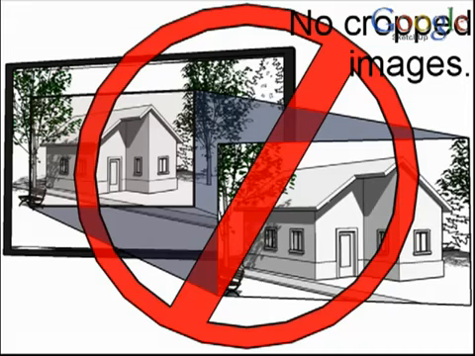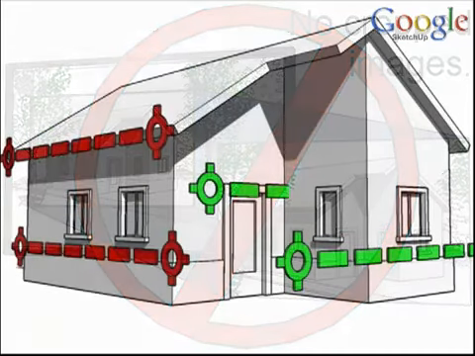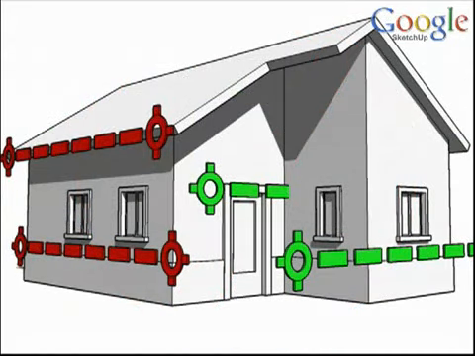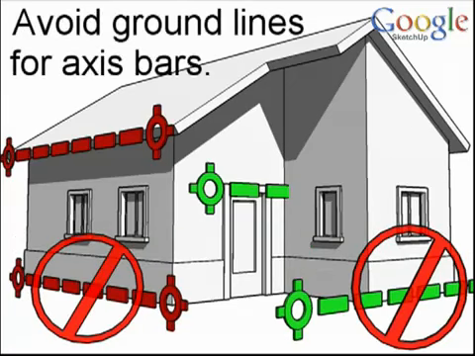Finally, when you do bring your image into SketchUp, try to line the axis bars up with elements on the building itself and not on the ground plane. Often the line where the building meets the ground isn't parallel to the rest of the building as the ground slopes.